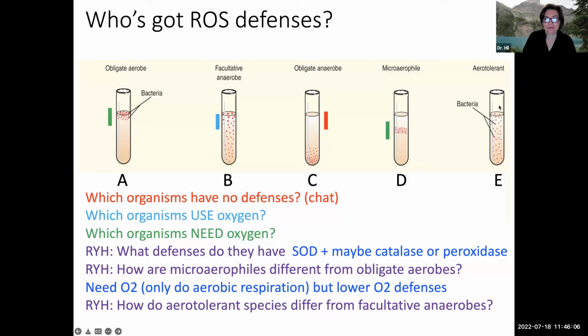Whereas this guy has one play. He does one thing that does not require oxygen. And when oxygen is around, he has protections against it, but does not actively use it. So he does not do aerobic respiration, and therefore is not able to get this extra boost from oxygen, because he can't do the more efficient thing.